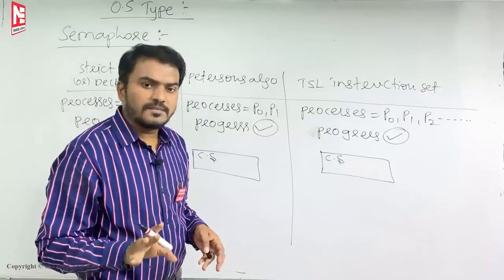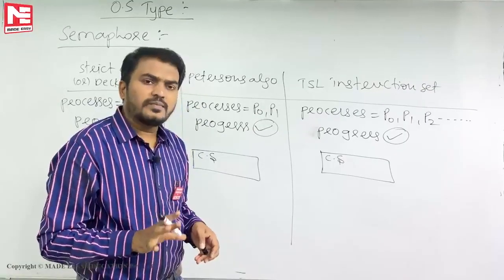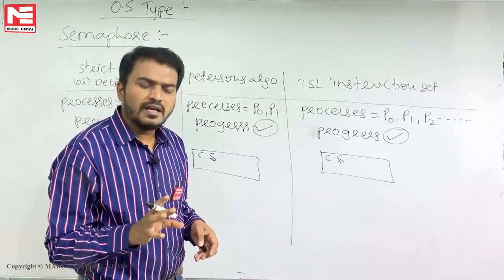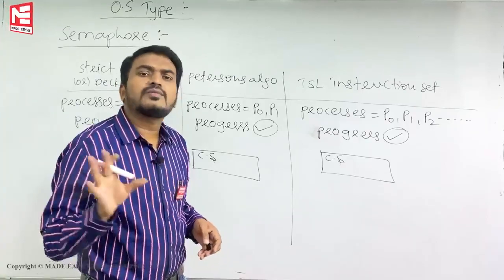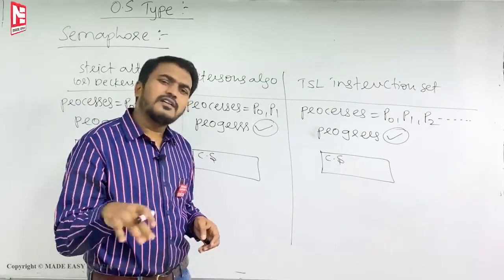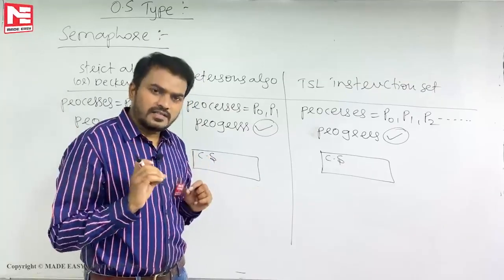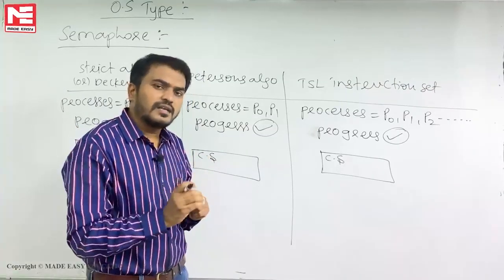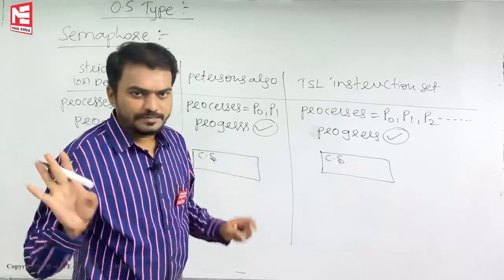I am saying once again, the simple thing for progress is: whenever the critical section is free, whoever is interested should be allowed to enter into the critical section. That is simple. We have given 3-4 statements, the meaning of all is the same. If the critical section is free, the process that wants to go should be able to go. That is all it means.